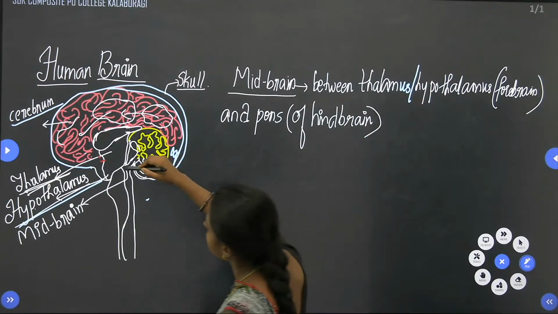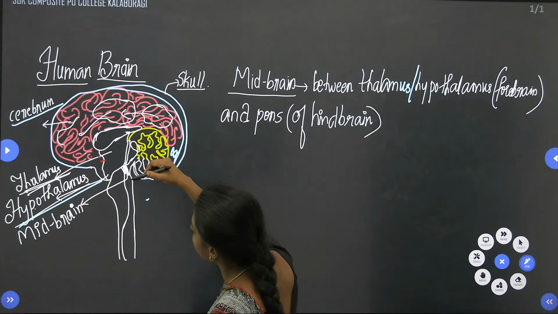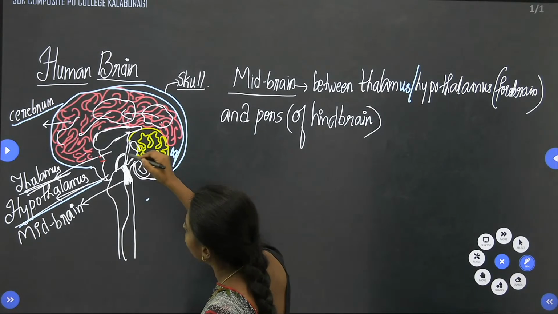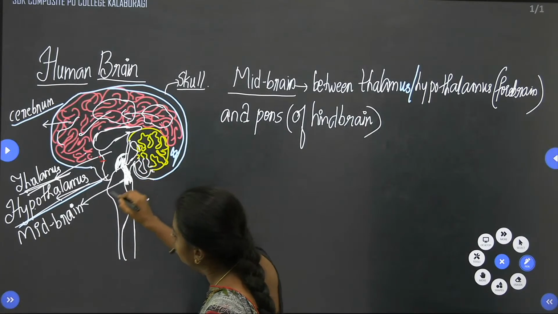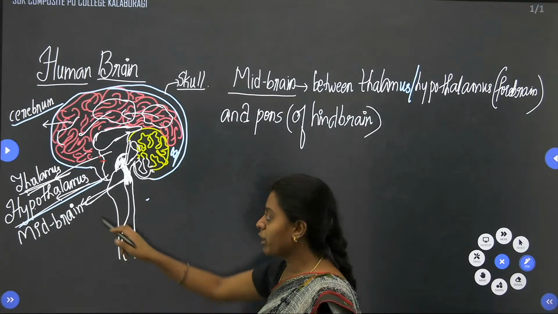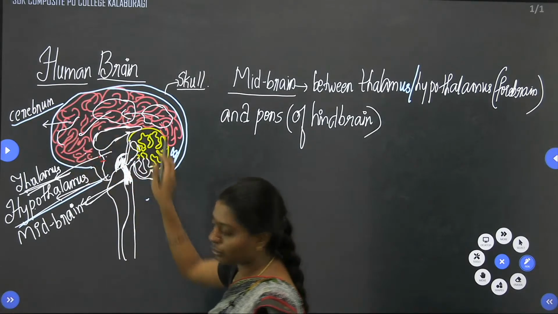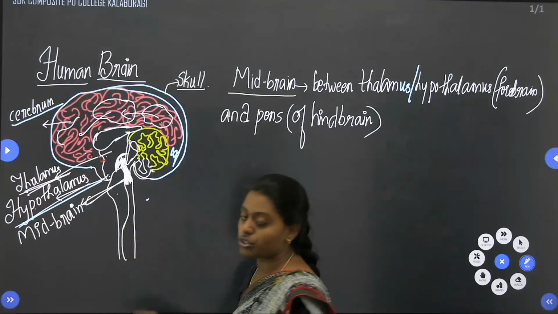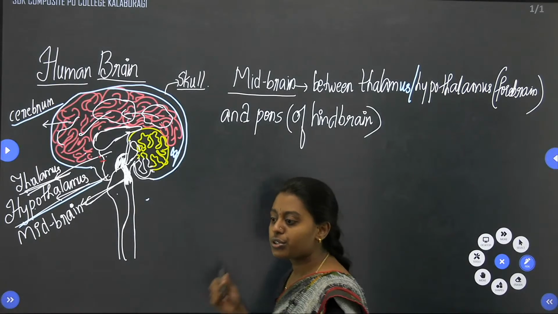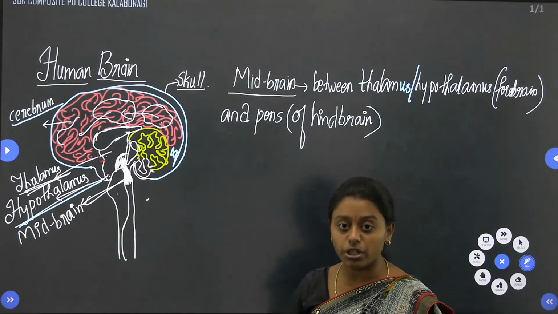So here we can see a canal-like structure which is passing through. This canal-like structure, beginning from here, we term as the midbrain. So the midbrain is the part between the thalamus or hypothalamus of the forebrain and the pons region of the hindbrain. So this is what we can see about the midbrain.